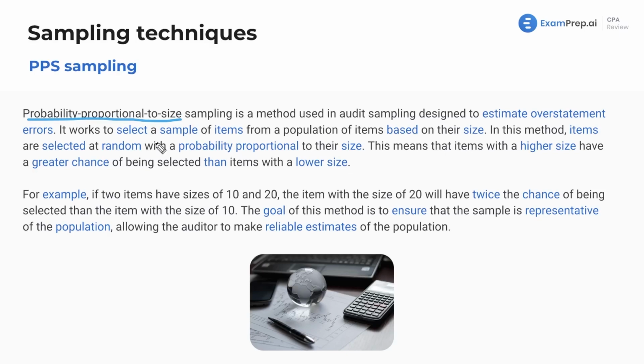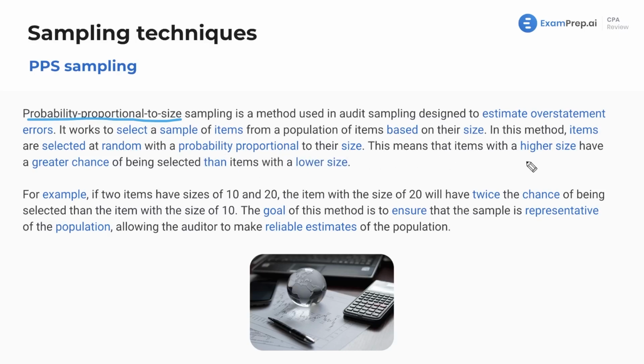It works to select a sample of items from a population of items based on their size. We're going to see with different methods of sampling, you're going to apply them in certain situations when you think it's appropriate as an auditor. Now, I really don't think you're going to see anything where you need to determine what sampling technique you need to use. But if you're familiar with them, you could probably go ahead and do that anyway. In this method, items are selected at random with a probability proportional to their size. And we'll see an example here.